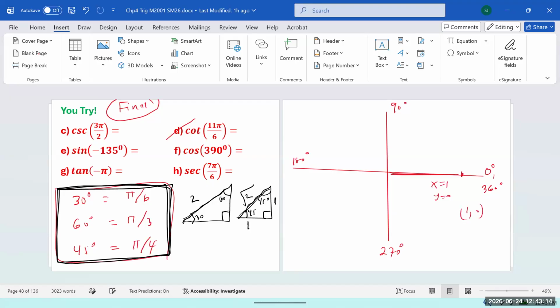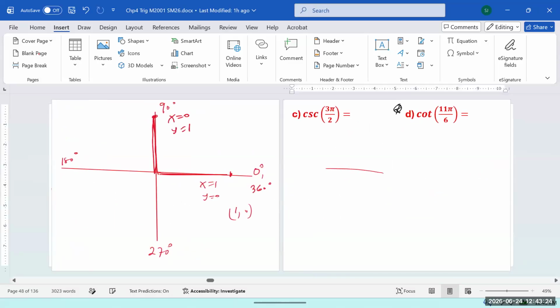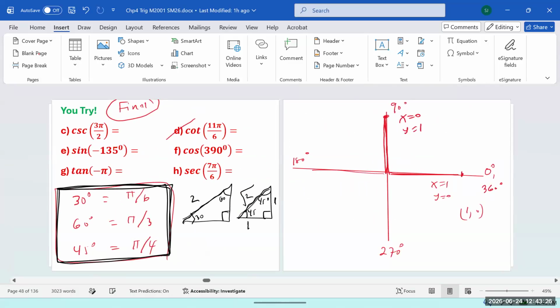And how about the point here? X is 0, Y is 1. And how about the point here? -1, 0. And the point here? 0, -1. For quadrantal, you don't need any triangles because you have the number.